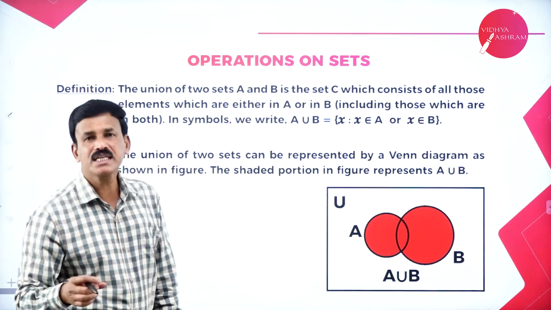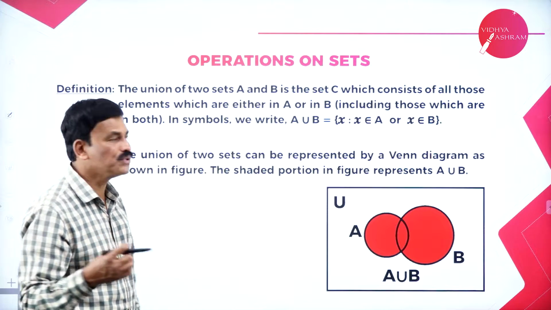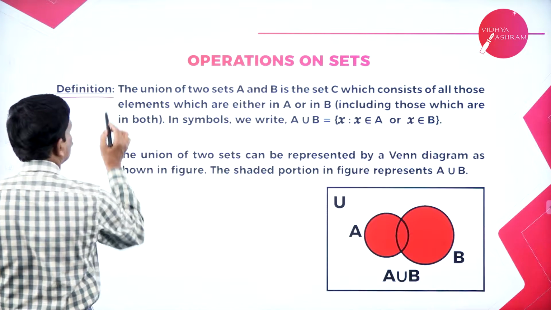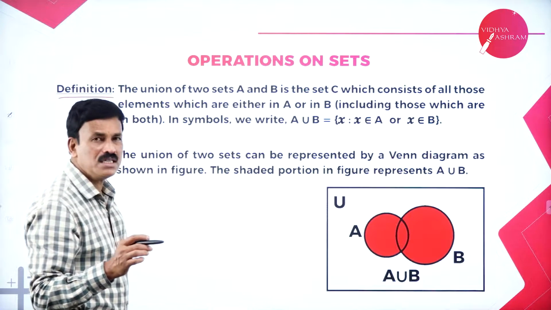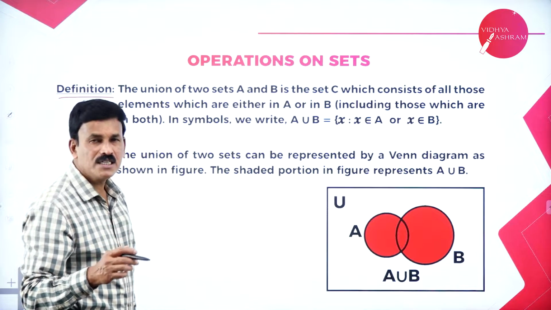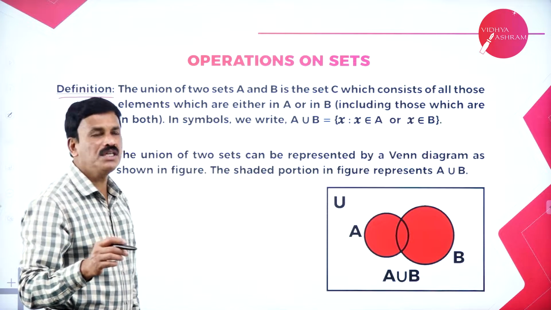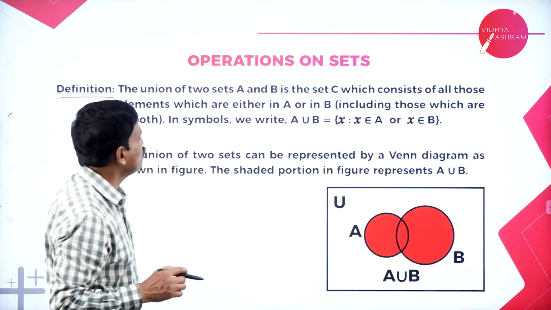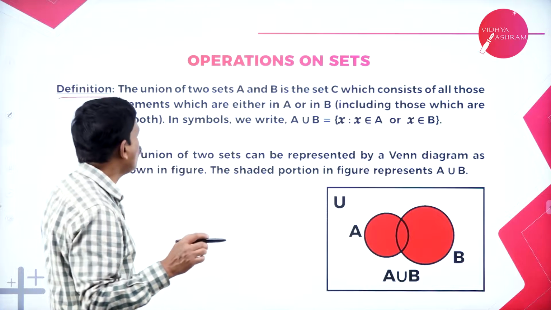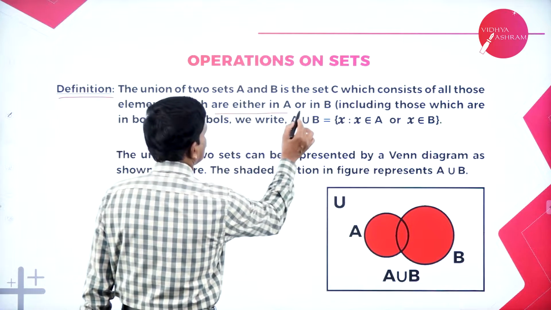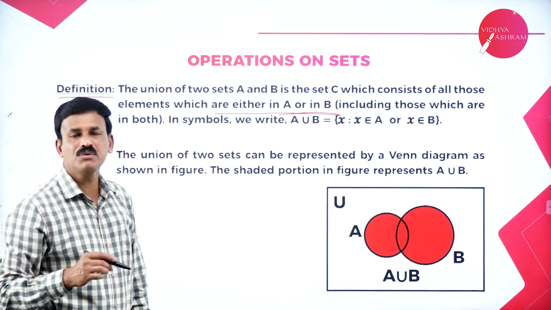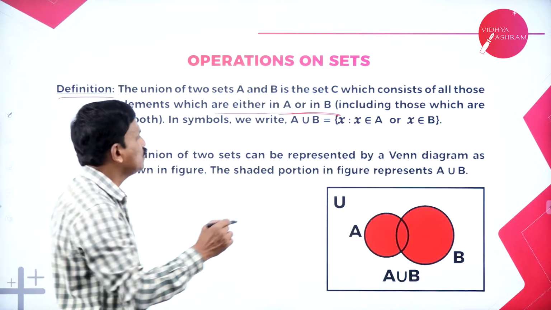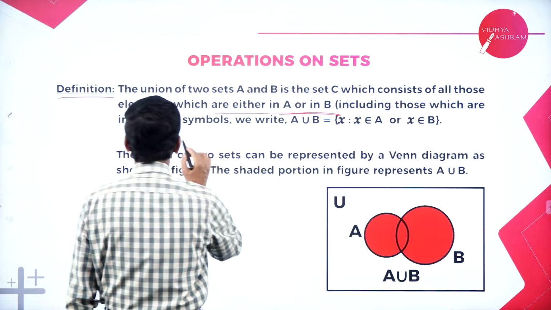Now let us come to the exact mathematical definition for union. Definition of union of sets: the union of two sets A and B is the set C which contains all those elements which are either in A or in B, including those elements which are in both.